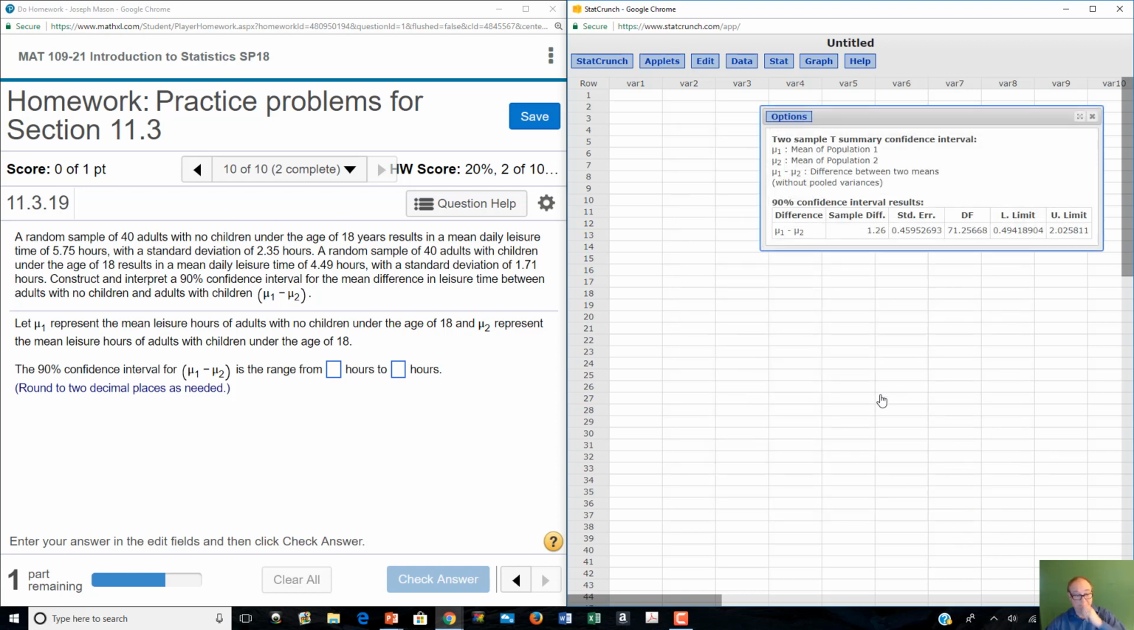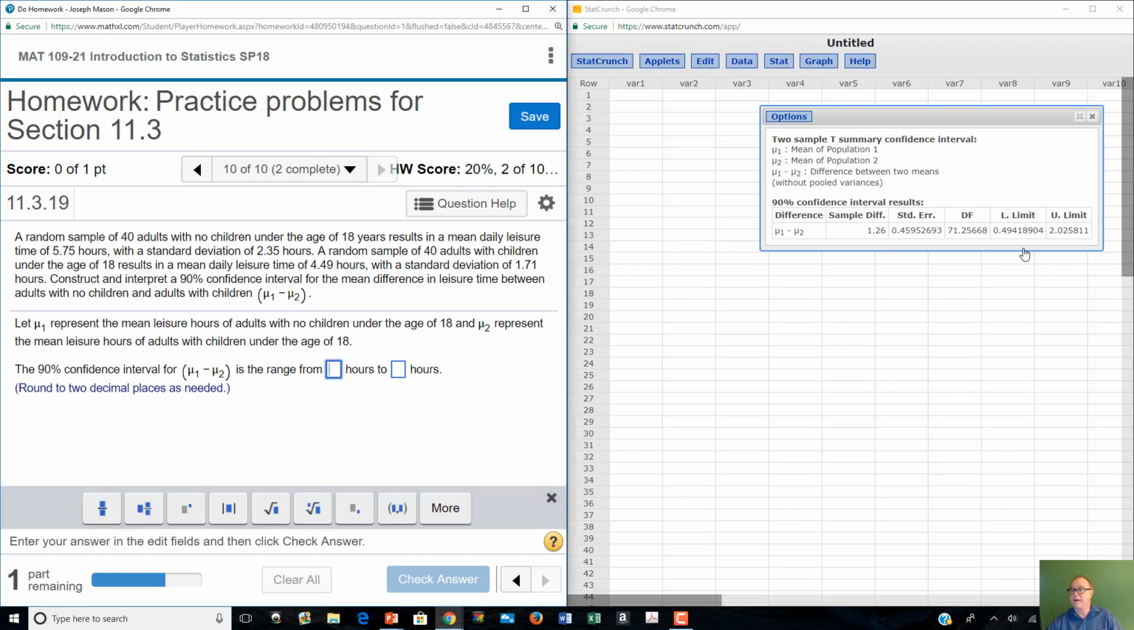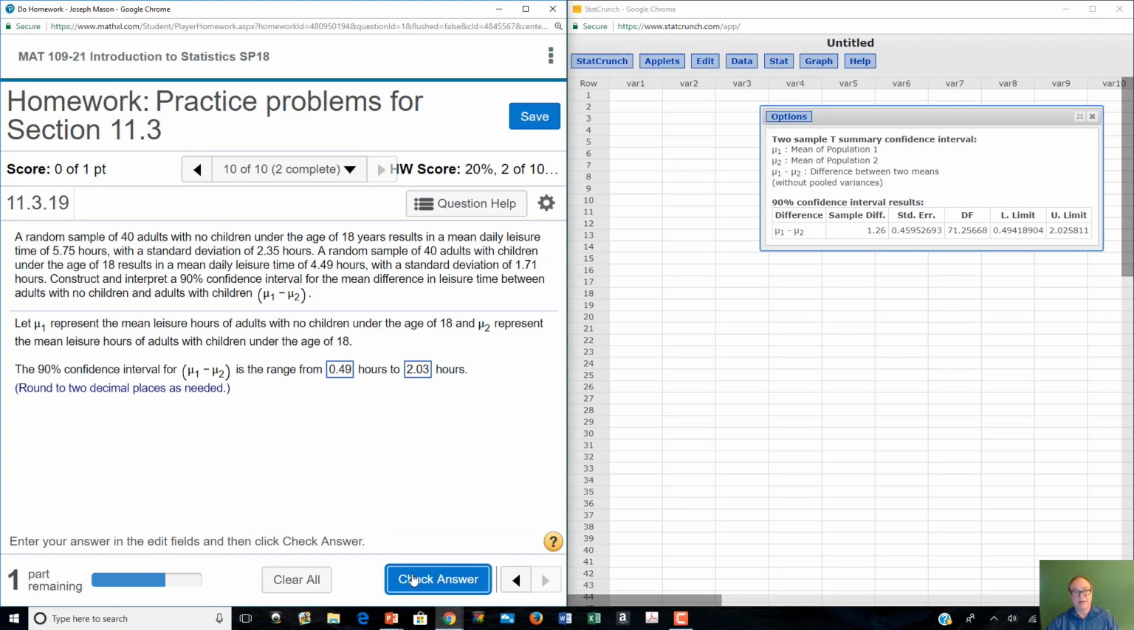Now, 2 decimal places. So the lower end up here is going to be 0.49. And the upper limit is 2.03. Okay. So now we have our confidence interval. So we check it, we're good.